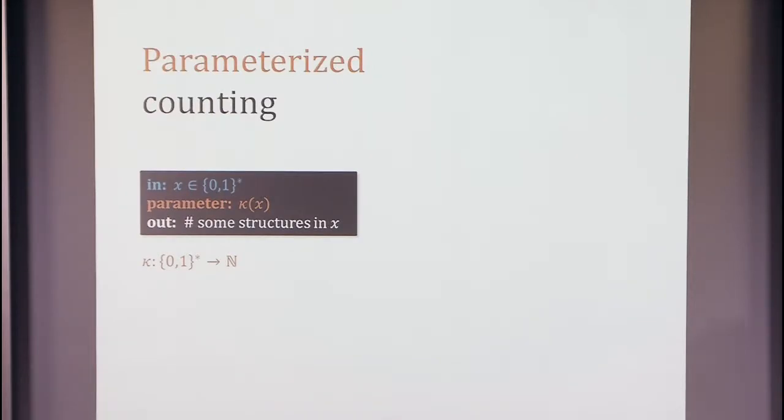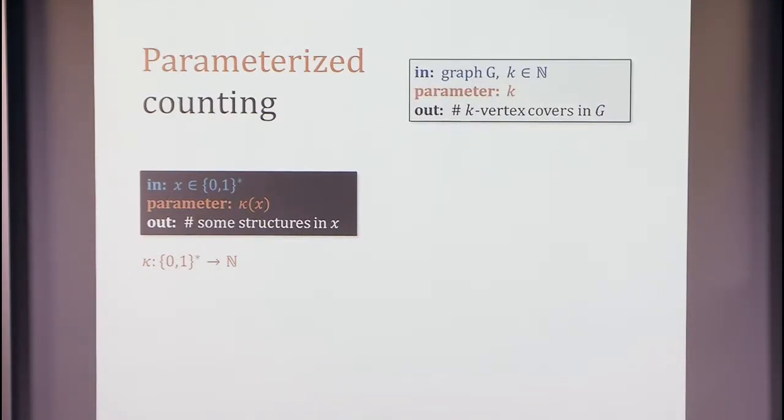So in parameterized counting, the objects in study are again counting problems where you have an input and you ask for the number of some structures appearing in that input. But you additionally have this parameter kappa, which maps instances to natural numbers, and it in some way measures the hardness of your instance. Examples for such parameterized counting problems could be: you're given a graph and the number k, and you're interested in the number of k-vertex covers in G. This is just the counting version of vertex cover.